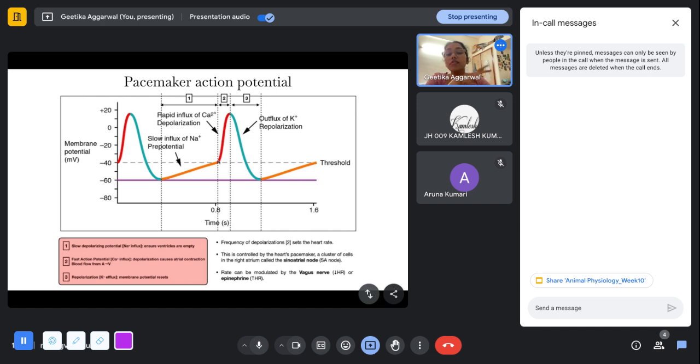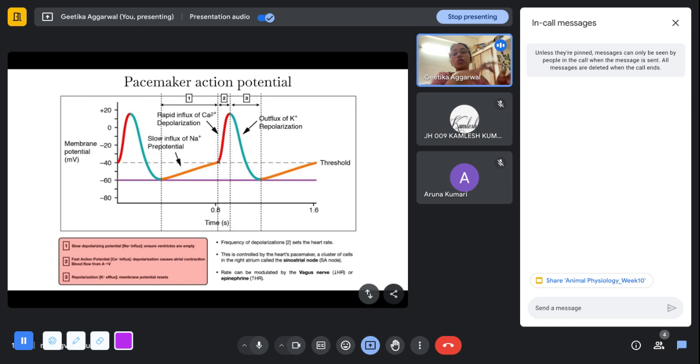So for the sodium channels to open up, the voltage needs to be around minus 60 millivolts. And as you can see here, when the cells are getting repolarized, they're coming back to minus 60. So when they hit minus 60, these sodium channels begin opening, and this leads to an influx of sodium ions, and this is called a prepotential.